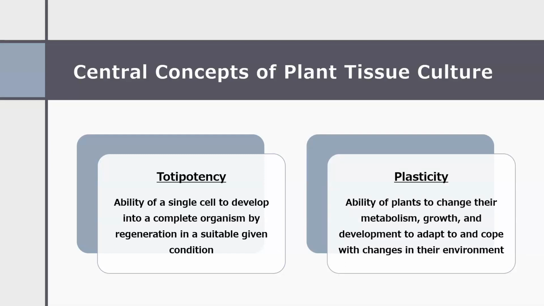Plasticity refers to the ability of plants to change their metabolism, growth, and development to adapt to and cope with changes in their environment. When plant cells and tissues are cultured in vitro, they generally exhibit a very high degree of plasticity, which allows one type of tissue or organ to be initiated from another type. Following this principle, the whole plant can be regenerated. This regeneration of whole organisms depends upon the concept that all plant cells can, given the correct stimuli, express the total genetic potential of the parent plant.